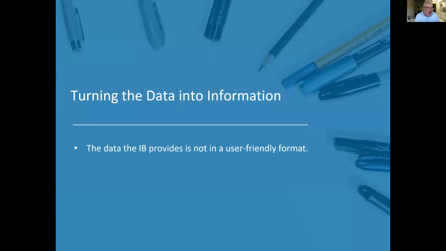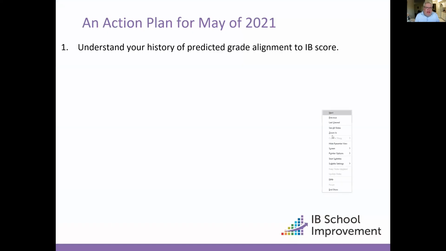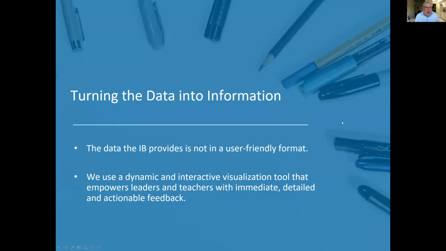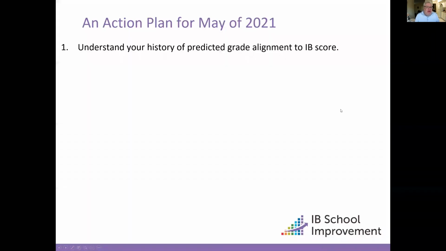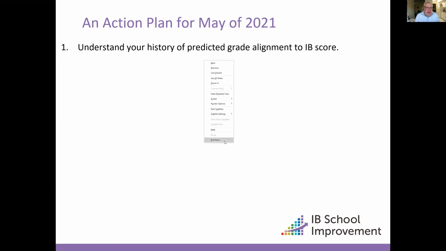Unfortunately, the data provided is not provided in a user-friendly format. What we do is use a dynamic interactive visualization to empower leaders and teachers with immediate, detailed, and actionable feedback. So I'm going to use an example from our tool, but what I want to talk about is how do you understand your history of predicted grade alignment to IB scores?